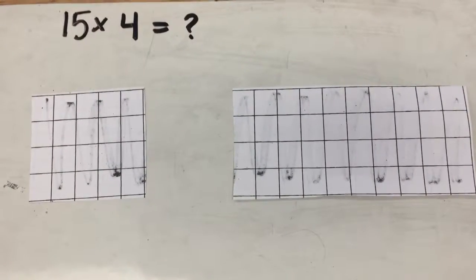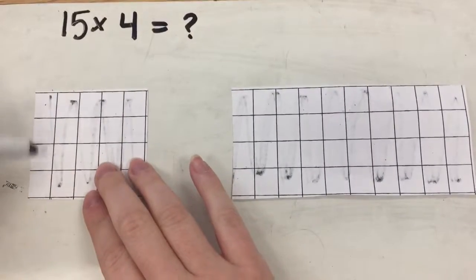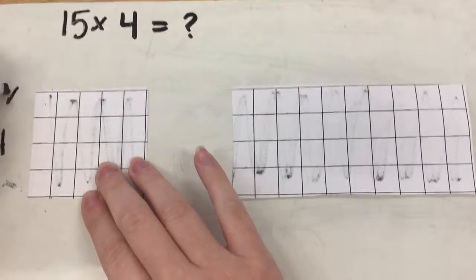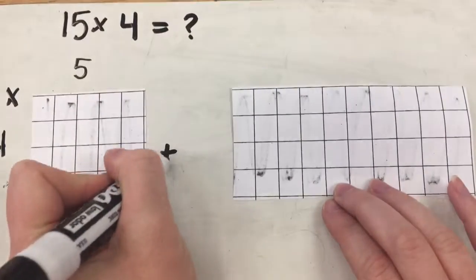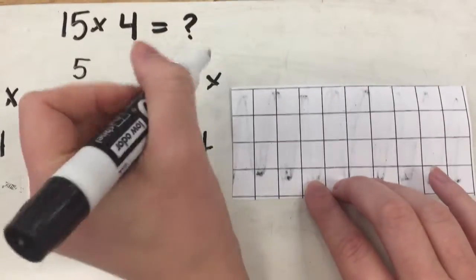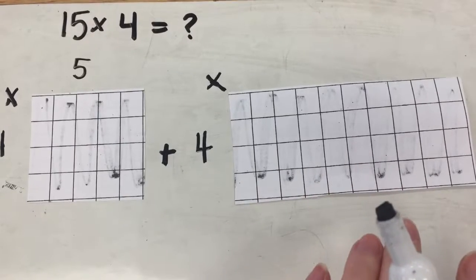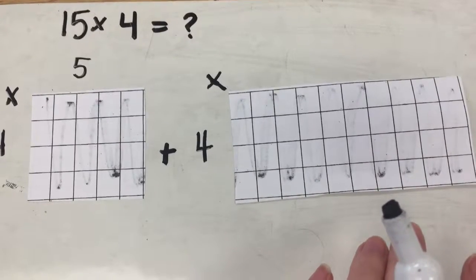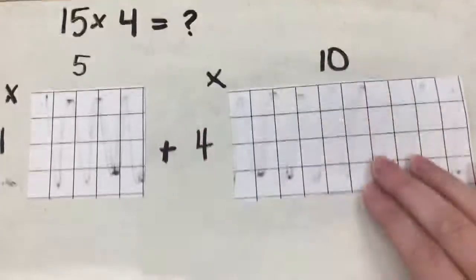And then what I'm going to do is write my 2 new problems. I have 4 times 5 plus 4 times what, Anastasia? 10. Okay.